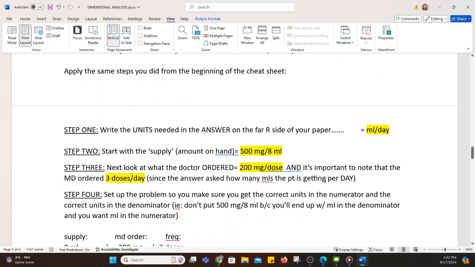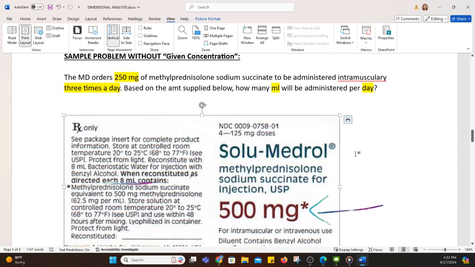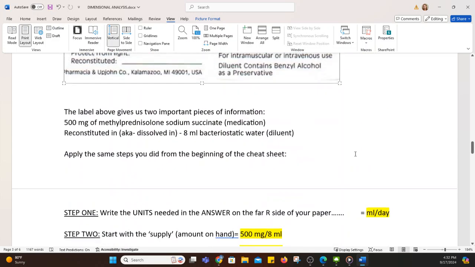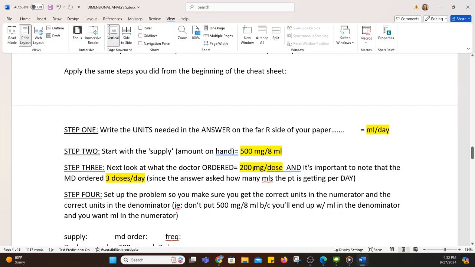So that's important. We're going to start with the supply. We already looked at the label. I said that it shows 2 things, 500 milligrams, and that it's dissolved or diluted or reconstituted in 8 milliliters of saline. Next, we're going to look at what the doctor ordered. Let's go back up there and see. Oh, crap. 250. This is why you double check your math. Let's pray I did the rest of it correctly. 250 milligrams per dose. And it's important to note that there are 3 doses per day because the answer needs to be per day. So both of these things are important.